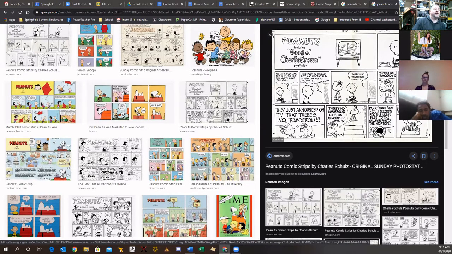This is a Sunday layout. It's a Sunday layout because it's usually double the size of a daily strip. And then we start off right into the action. So here we have Charlie watching an old school TV. And then we have this thing. Does anyone know what this is called?